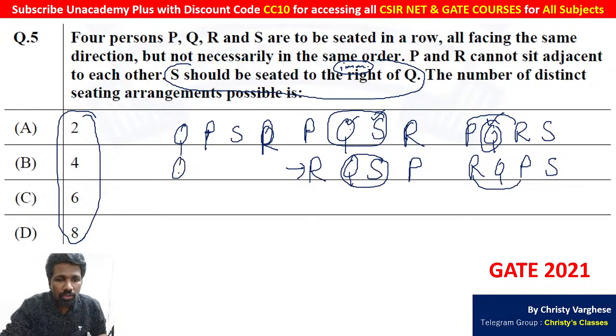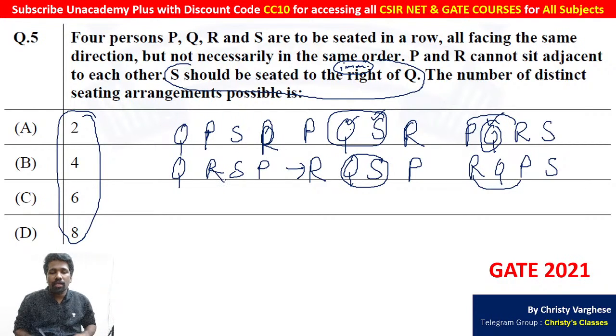QPSR is possible. QPSR is possible means QRSP is also possible. QRSP is also possible. So these are the 6 possibilities. I hope all of you understood. I will again summarize it one more time.